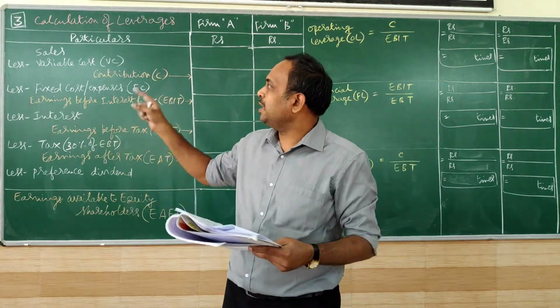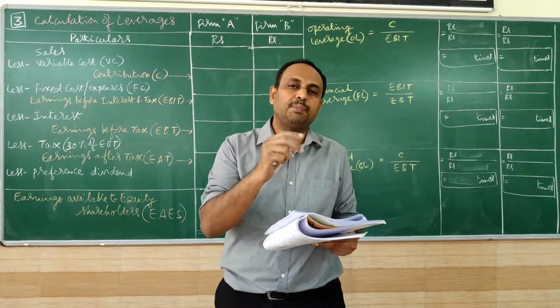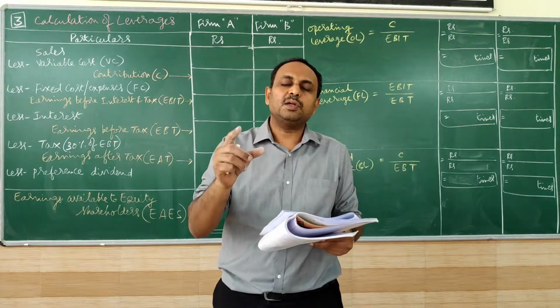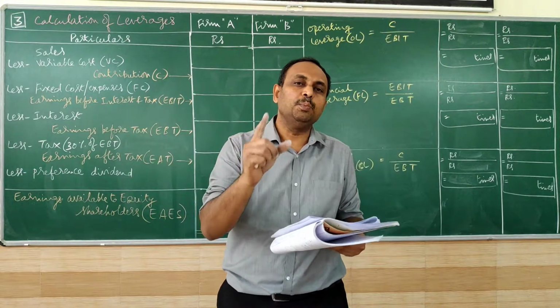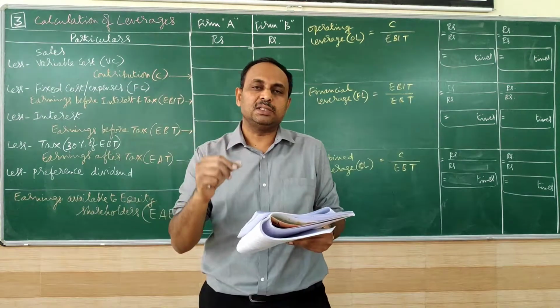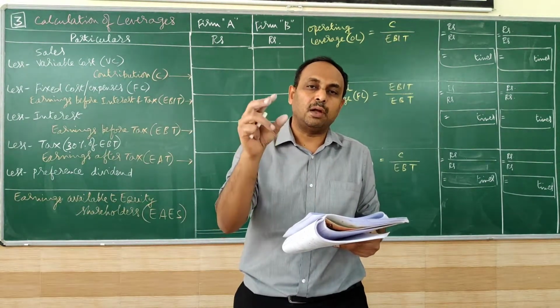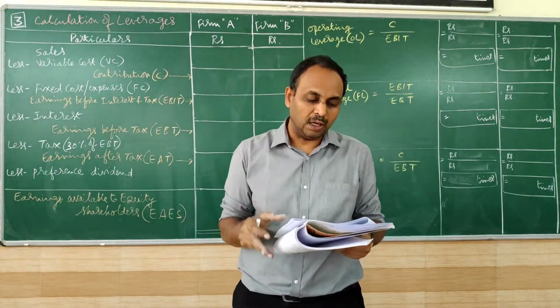We'll move on to the next problem, problem number 3. This problem is a bit different from the previous two problems. Instead of one business, you have two businesses in this, firm A and firm B. There are two business organizations. In that situation, how to evaluate or how to interpret the results, we are going to learn here.